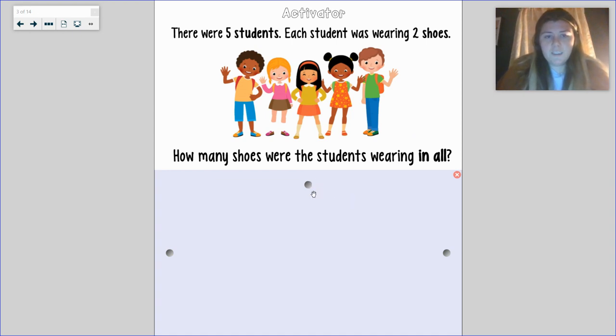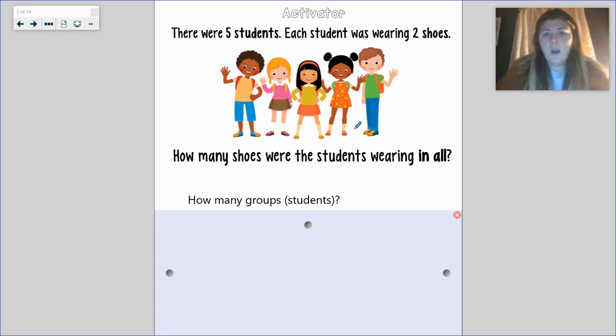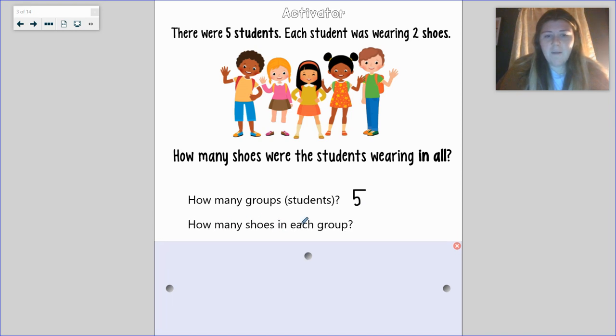All right, so let's do the work together. So how many shoes were the students wearing in all? So I want to start with the first question. How many groups, and groups here mean students, singular students, are there? So 1, 2, 3, 4, 5. I have 5 total students. Our next question is how many shoes in each group? So I'm only looking at one student here. I'm not counting all the shoes up. I'm just looking at one student's shoes. So in this case, when we have 2, we call them a pair. So each student has 2 shoes.